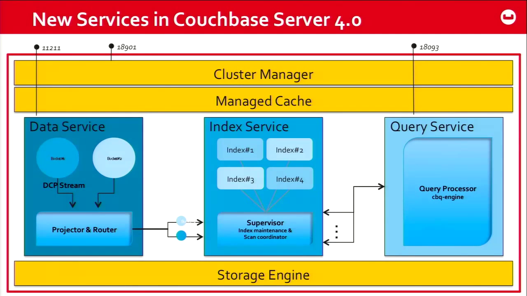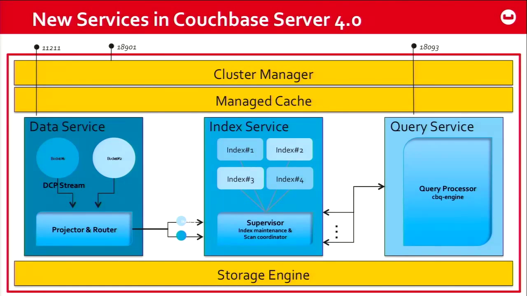And also another thing is, let's say index 1 and index 2 are dependent on the same data, right? So you don't want to duplicate the same data and send it to the index service. You send one copy of the data and send it to both index 1 and index 2. So all those optimizations are taken care of by the projector and router.